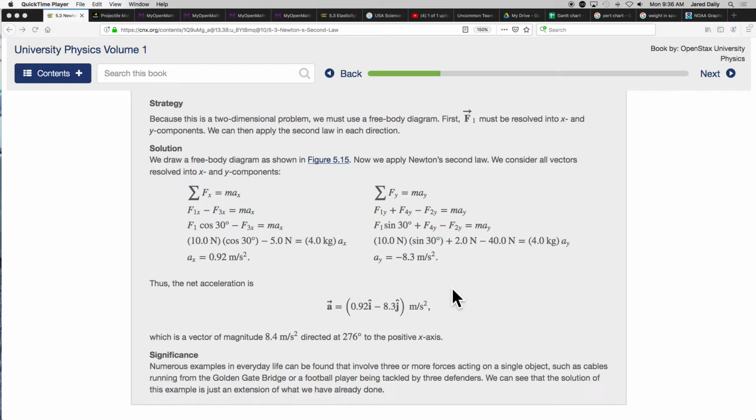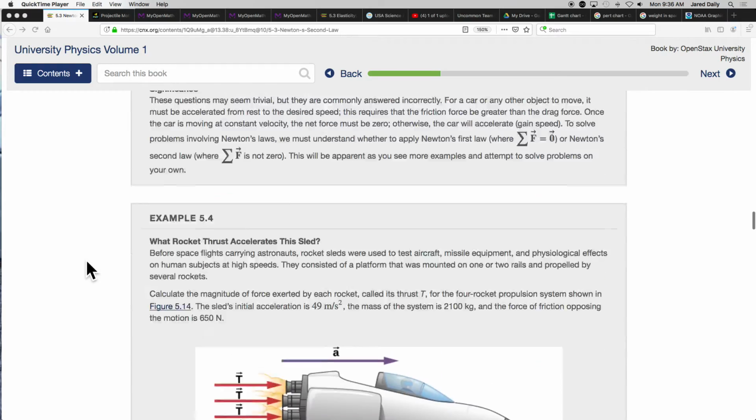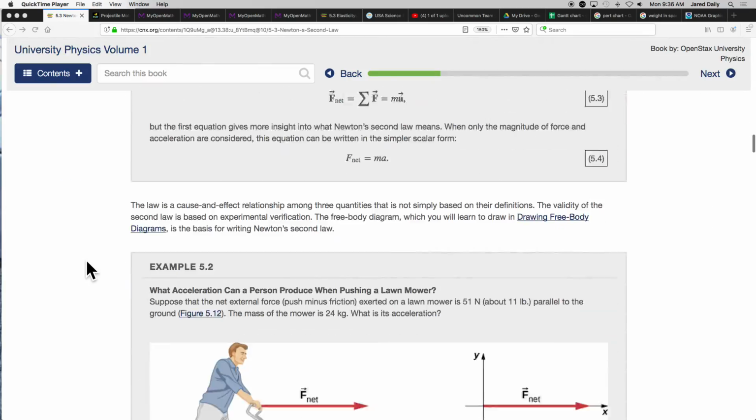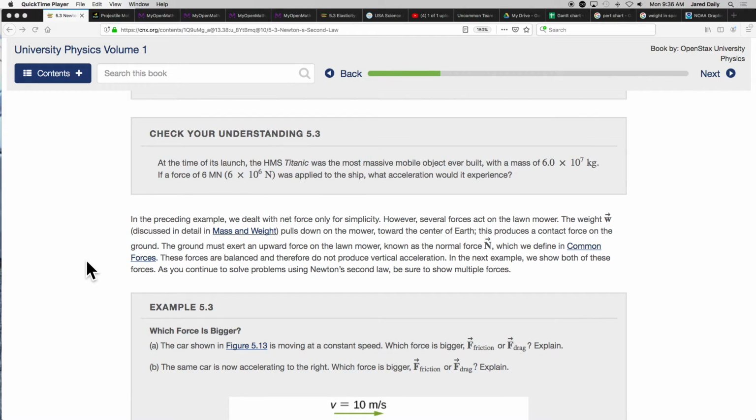Are there any questions so far? We've burned through the first couple of sections here pretty quickly. First 3 sections pretty quickly. Any questions about how forces behave?